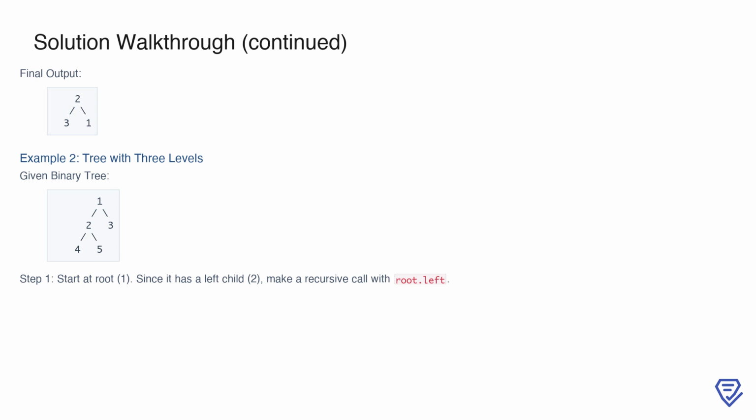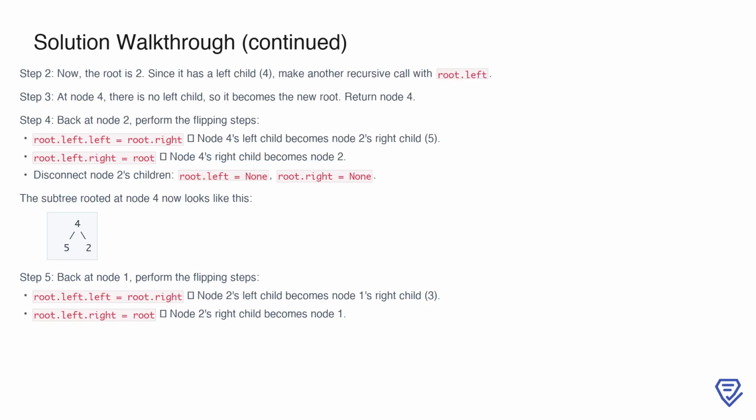Starting at the root, node 1, we see that it has a left child, node 2. So, we make a recursive call with root.left and continue processing node 2. Now, the current root is node 2. Since it has a left child, node 4, we make another recursive call with root.left.